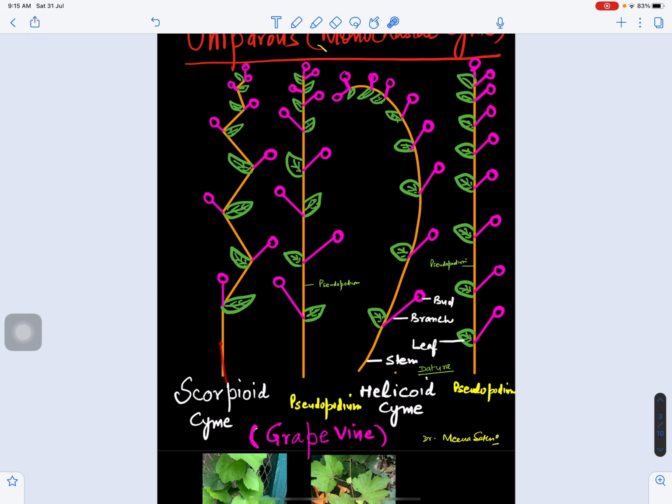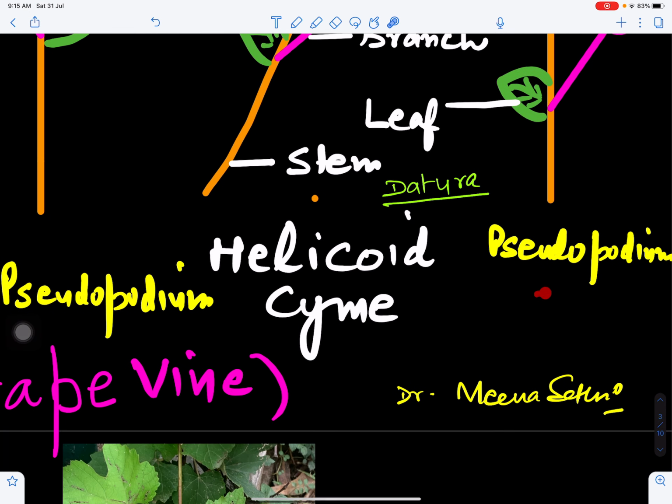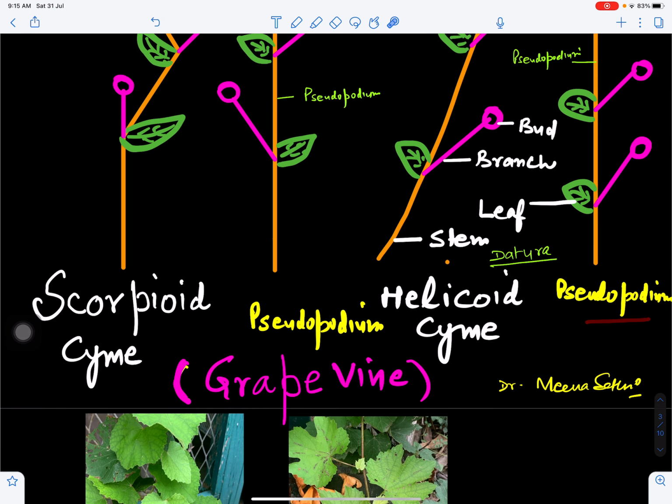Now this is formed by fusion of this, like this. And here this is formed by fusion of all these branches. So when straightened up, this is an axis which is formed by fusion of many branches. So this is called as pseudoaxis. We can see here pseudoaxis. Example of scorpioid cyme is grapevine. An example of helicoid cyme is dhatura.